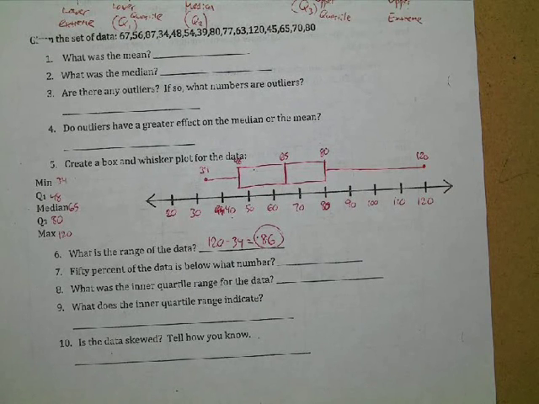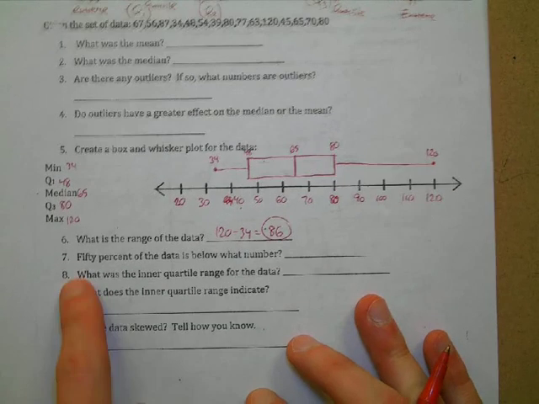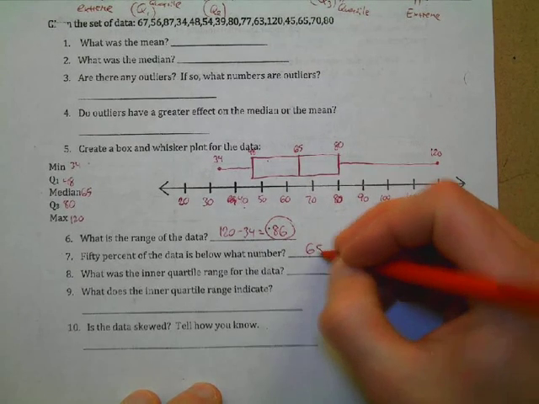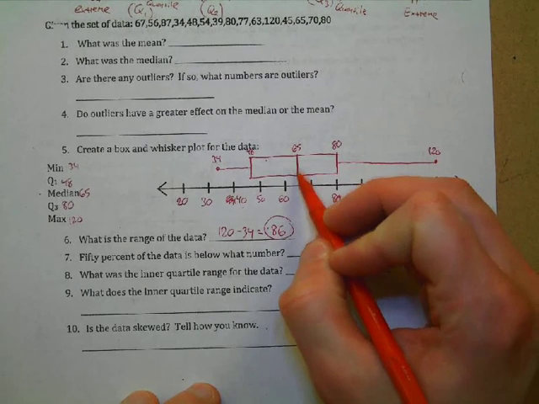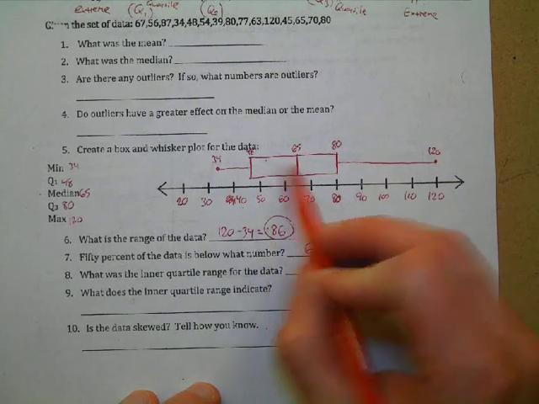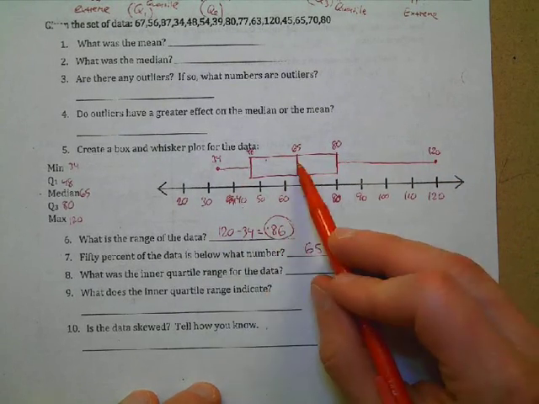Let's answer one more question here, and then we'll call it. Actually, no, I want to answer the rest of these questions. We'll do that real quick. We'll skip this Q1. Number 7. 50% of the data is below what number? 65. Right, because 65 is the median. Half of the data is below it, half the data is above it. Below 65 is one part of the box and a whisker. Above 65 is the other part of the box and a whisker.